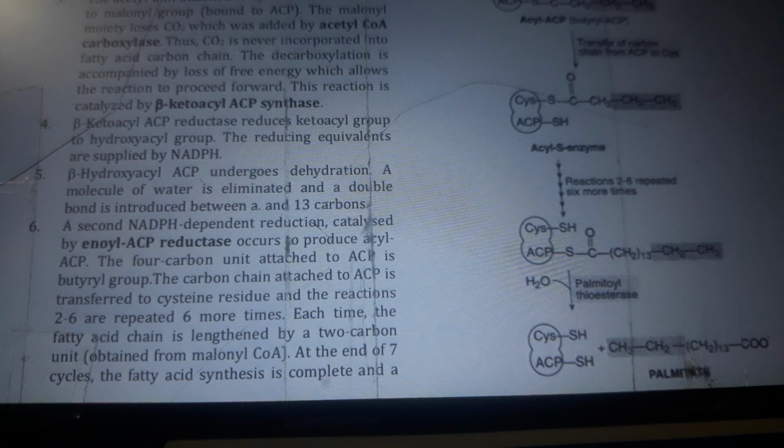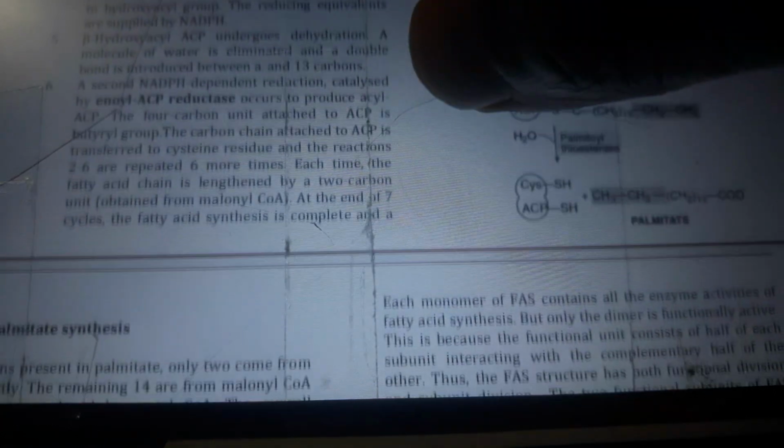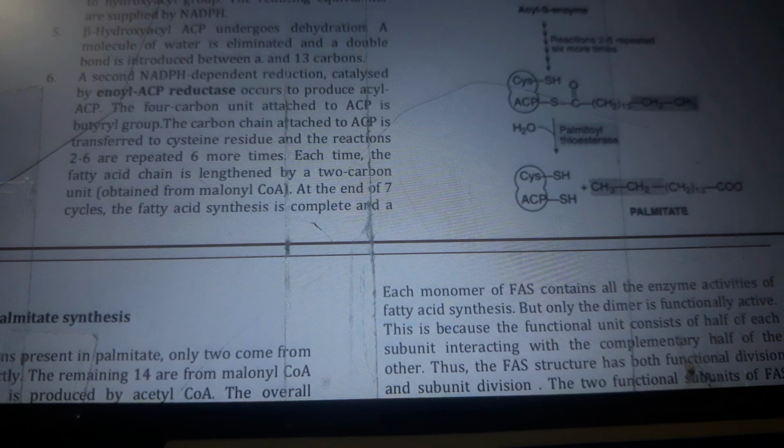Bound to ACP, the malonyl moiety loses CO2, which was added by acetyl-CoA carboxylase. Thus, CO2 is never incorporated into the fatty acid carbon chain. The decarboxylation is accompanied by the loss of free energy, which allows the reaction to proceed forward. This reaction is catalyzed by beta-ketoacyl ACP synthase. Beta-ketoacyl ACP reductase reduces the ketoacyl group to a hydroxyacyl group. The reducing equivalents are supplied by NADPH.